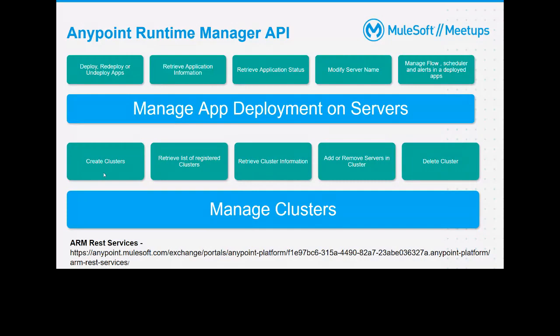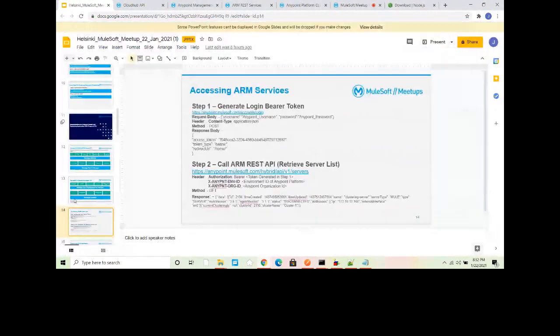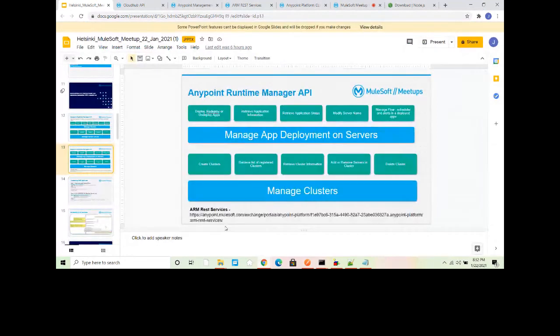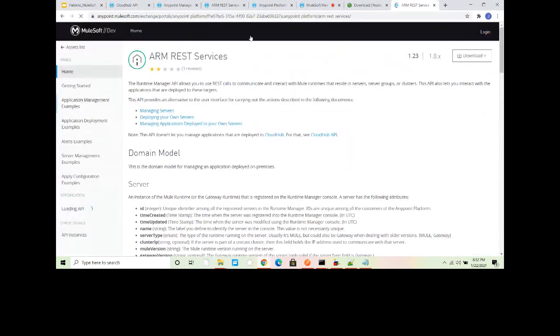Okay, so let me go with this URL. Let me show you what are the things you can do. Then I will take the demo on this also. This is the developer portal URL. Let me open this. Here you can find information about the ARM REST API. As I mentioned, it can be used when you are registering your on-premise server into the control plane. You need to keep this in mind: if you are not registering your server into the control plane, then you cannot use these APIs.